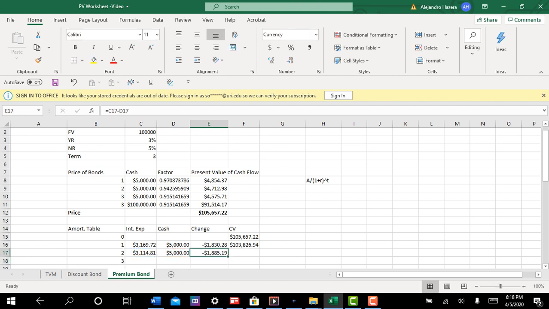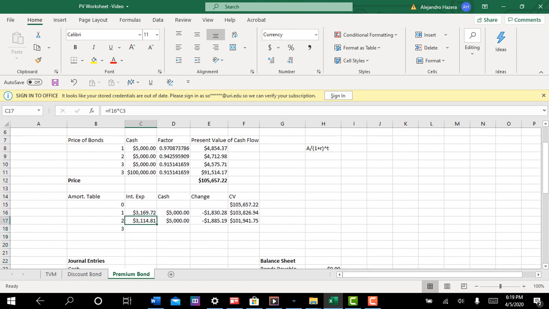So now you're going to take 1,885 out of your current carrying value. So your carrying value is 103,826, and you're adding a negative, so you're really subtracting that out. And your new carrying value is 101,941.75. Okay, and to finish this up, your interest expense is the previous year's carrying value times your yield rate.